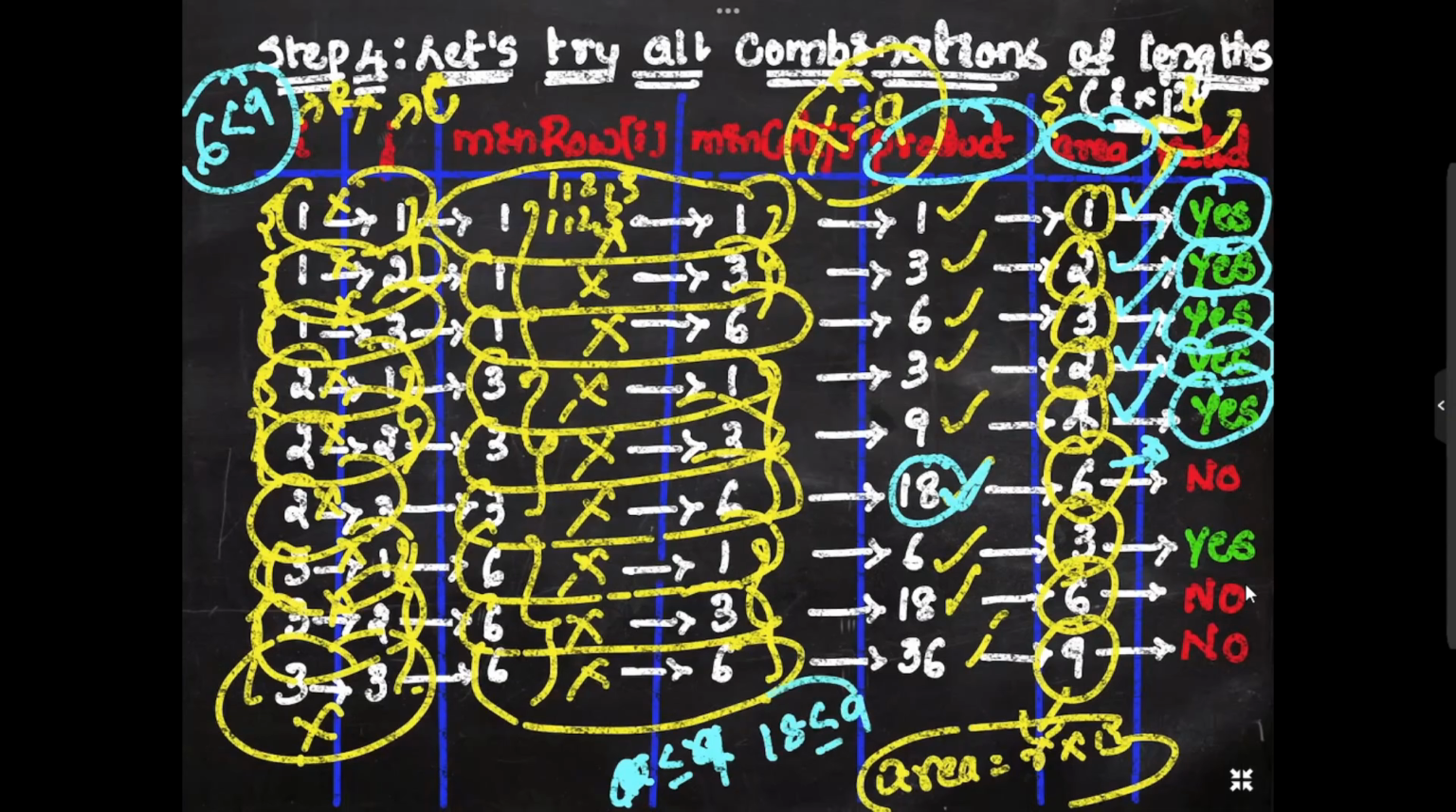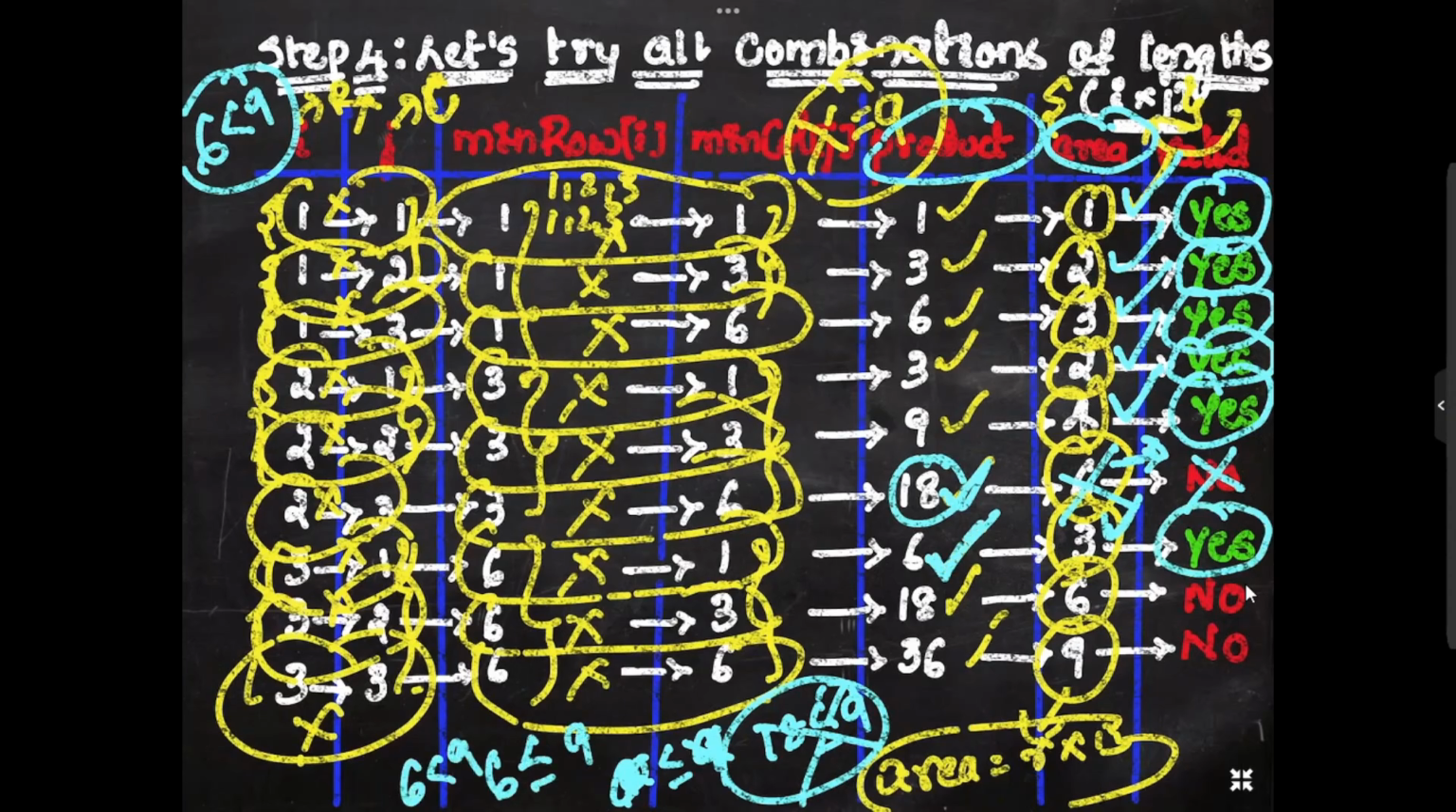18 is not less than or equal to 9, so we will not be considering this one. So this is no. Here in this case, we have the product 6, which is less than or equal to 9. We have the area 3 here. This we will consider, because 6 is less than or equal to 9. Yes, 6 is less than 9, right? So this satisfies the condition, so we will be considering it.